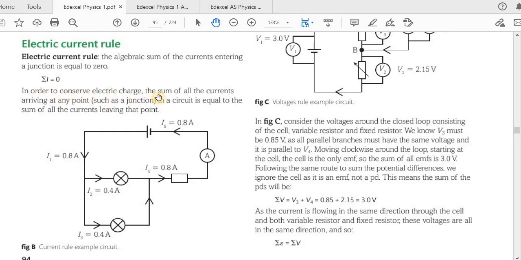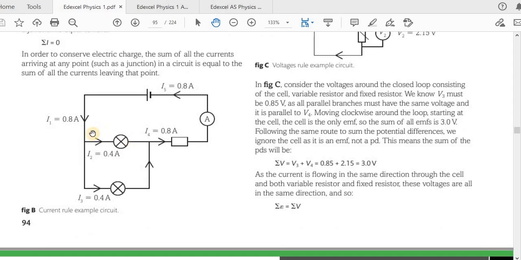In order to conserve electric charge, the sum of all the currents arriving at any point, such as a junction in a circuit, is equal to the sum of currents leaving that point. I already explained this, and now you can see it even here. 0.8 amperes come this way. Here is a junction or branch. It branches out here. There are two paths for the current to flow. Some of the current flows this way, some flows that way. If they are identical lamps, meaning they have the same resistance, then the current will divide equally. So 0.4 amperes goes this way, 0.4 amperes goes this way.